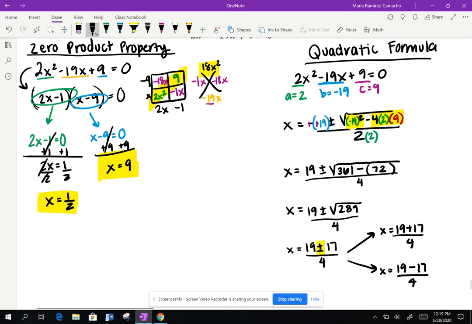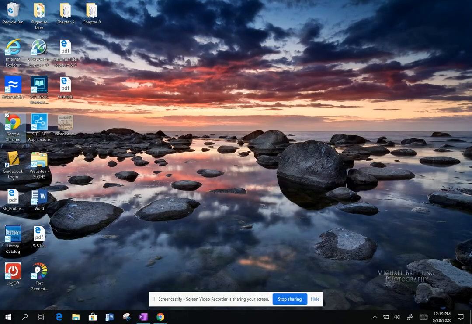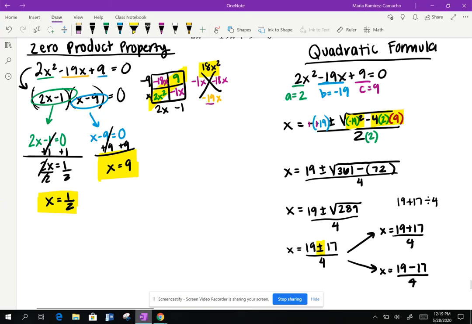And be careful if you plug this into your calculator. If you're trying to simplify this in your calculator and you put 19 plus 17 divided by 4, what your calculator is going to do is follow PEMDAS. So it's going to do 17 divided by 4 first, which is not what we want. We want to do 19 plus 17 first. So if you do plug this into your calculator, make sure you put parentheses around what you're trying to add first, okay? And then enter it in.